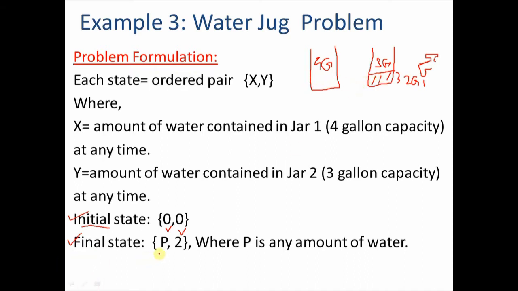So here what final state is required? The 4 gallon jar can contain any amount of water, where P is a variable which can store a value from 0 till 4. 0 means the 4 gallon jar will be empty, 4 means the 4 gallon jar will be filled fully, and any other value would mean that there is some amount of water present in the jar. Similarly, the 3 gallon jar, at the end, should contain exactly 2 gallons of water. So this is the overview of the water jar problem.